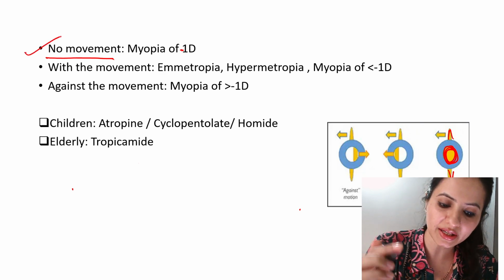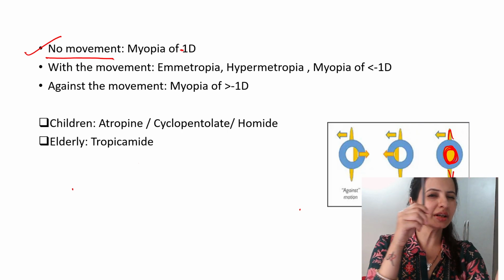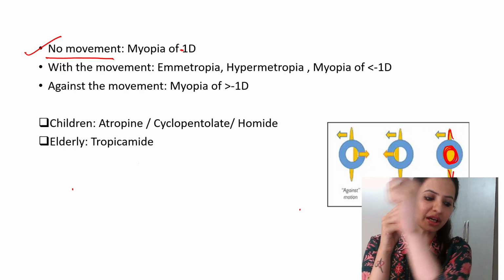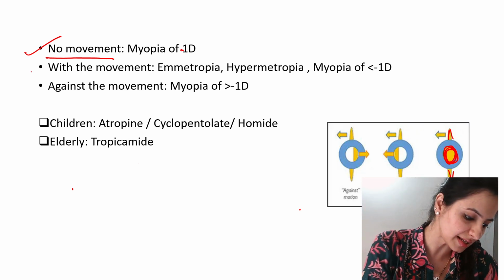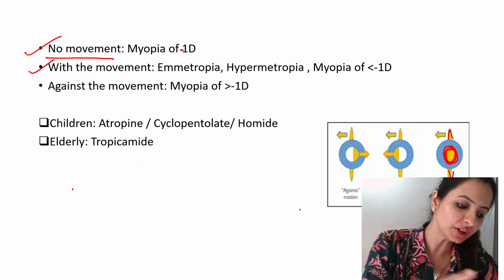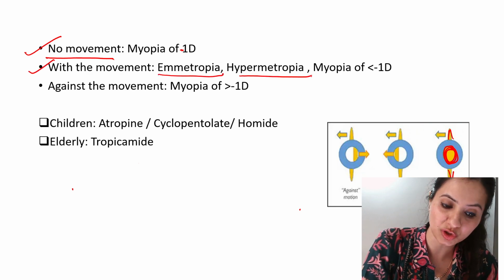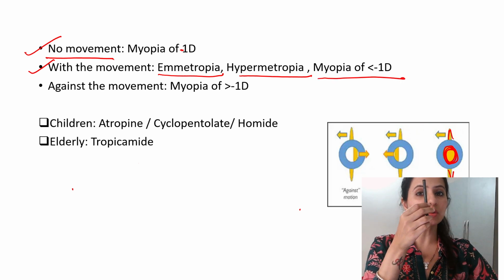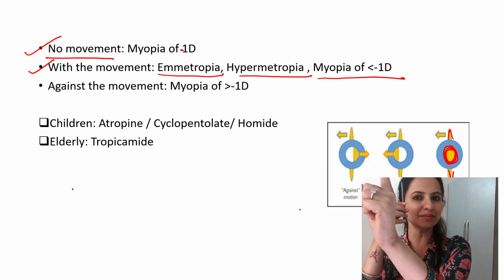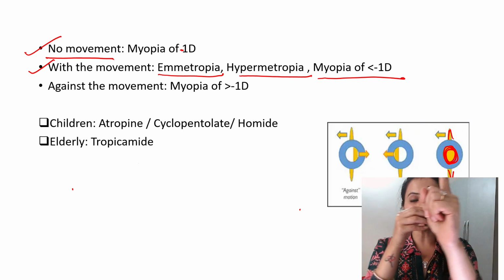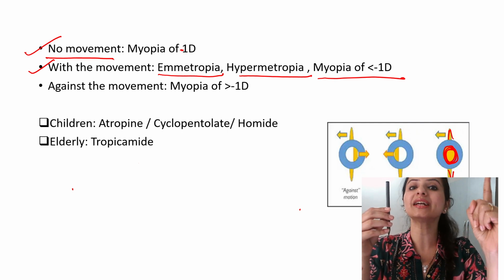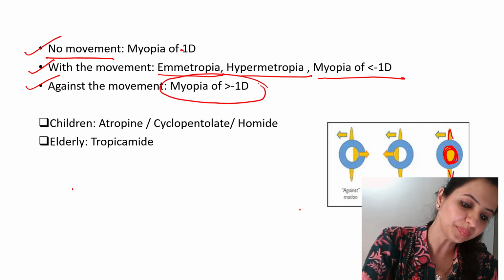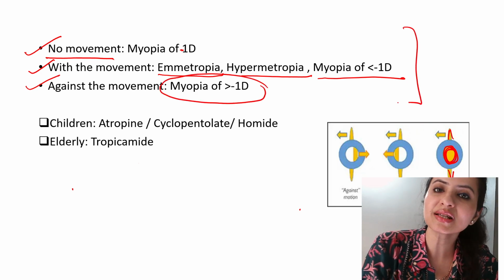Another scenario is when I am moving the retinoscope like this and the red reflex is also moving in the same direction. Okay, so what are the cases in which with the movement is seen? With the movement is seen in emmetropia, hypermetropia and myopia of less than 1 diopter. The third scenario is, suppose I am moving my retinoscope like this and the movement of red reflex is like this. That is, both movements are in opposite directions. That is what you call as against the movement. So against the movement suggests myopia of more than 1 diopter.